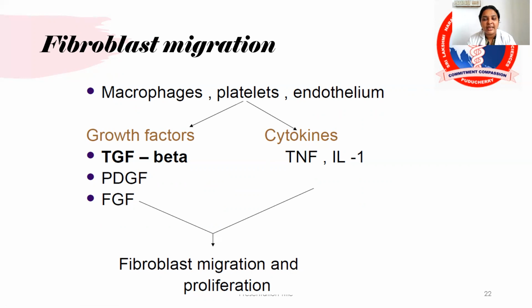TGF beta, as I have said before, plays an important role in fibroblast proliferation as well as in migration, and it has an important role in collagen synthesis. When it reaches the terminal stage, it plays an important role in the stoppage of proliferation and return to the normal state. It is also one of the anti-inflammatory cytokines. Thus, it inactivates or suppresses the recruitment of lymphocytes or neutrophils at the inflammatory site.